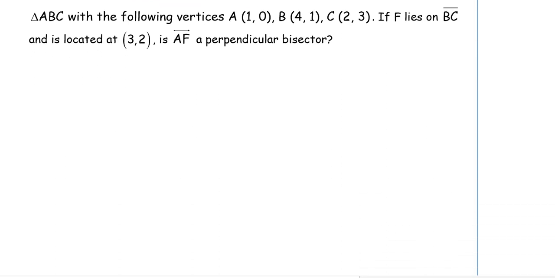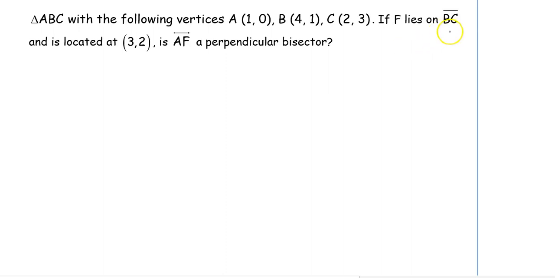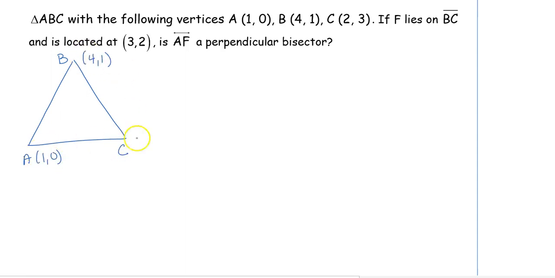So triangle ABC with the following vertices. If F lies on BC and is located at 3, 2, is AF a perpendicular bisector? Lots going on here. So we again start with our diagram. We've got triangle ABC. A is at 1, 0. B is at 4, 1. C is at 2, 3. F is going to lie on BC. And F is on BC, and F is going to be at 3, 2.